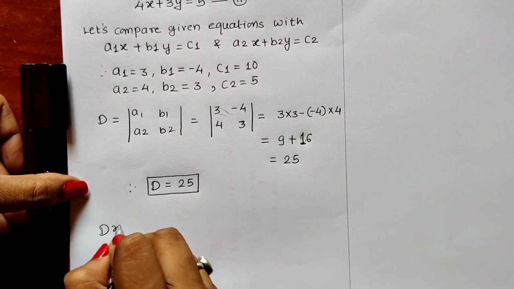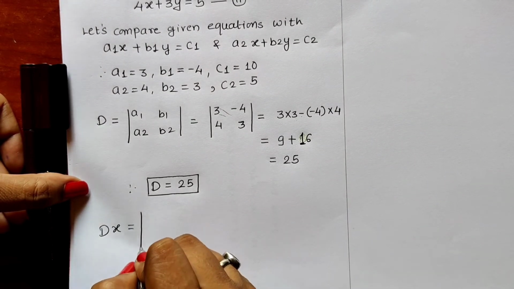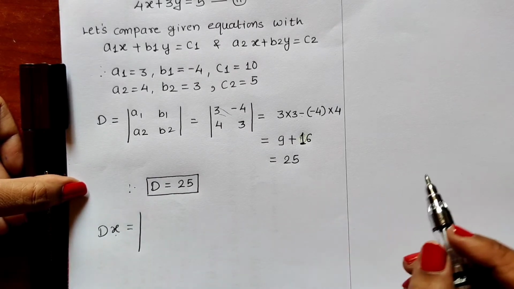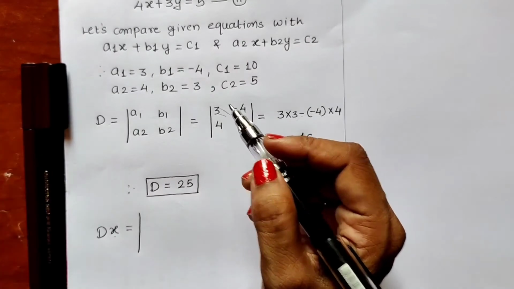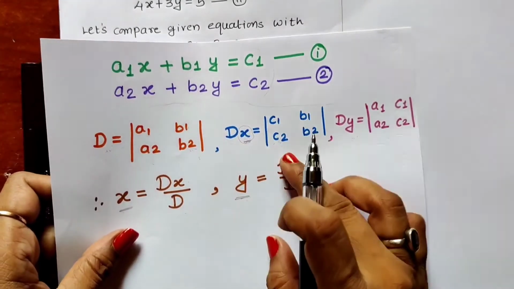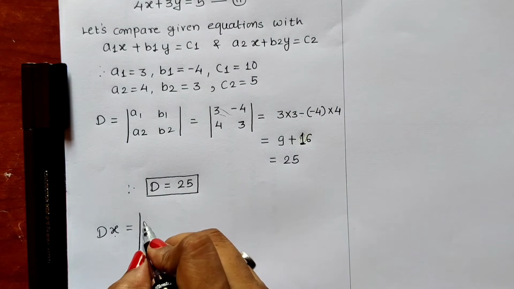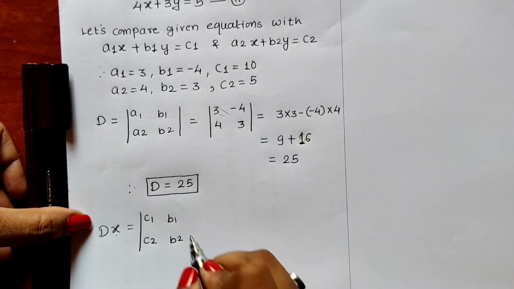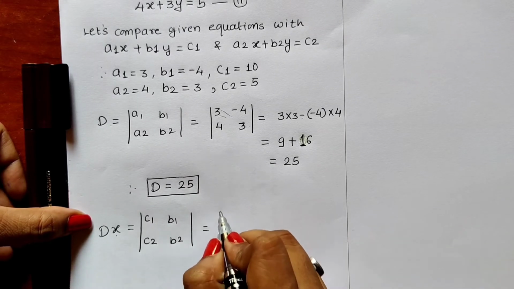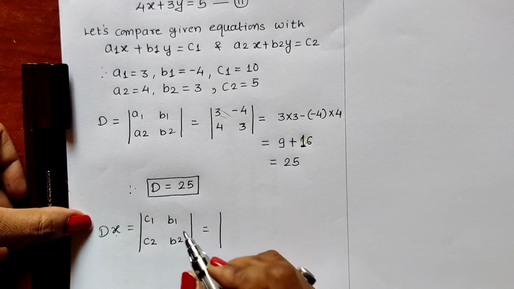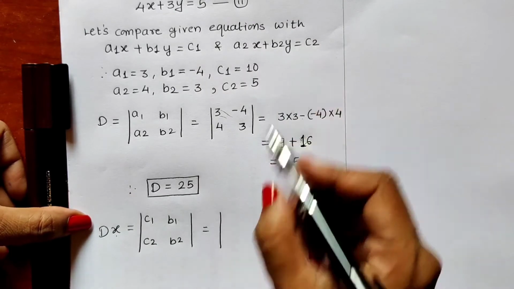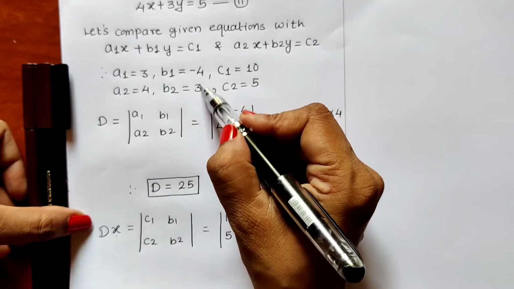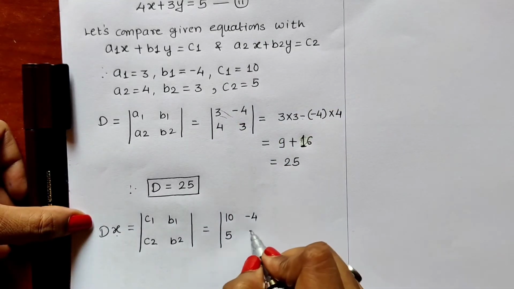So dx is the determinant where we should not write the coefficient of x. We will have to write c1, c2, and b1, b2. So let us write c1, c2, b1, b2. That means constant terms and coefficient of y term. So constant is 10, 5 and coefficient of y are minus 4 and 3.